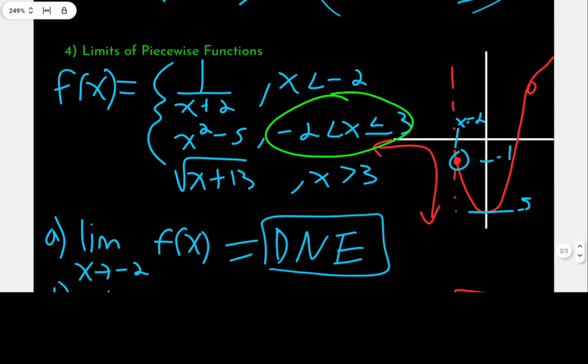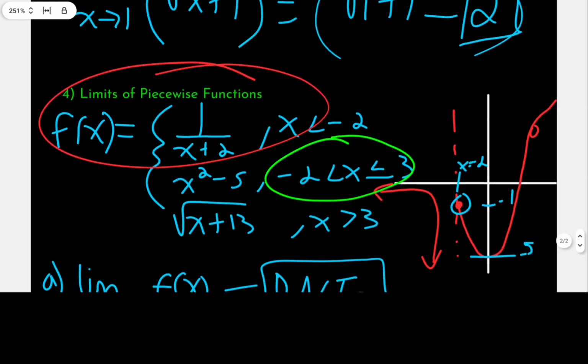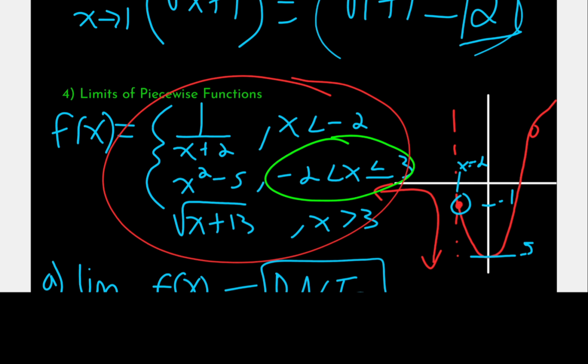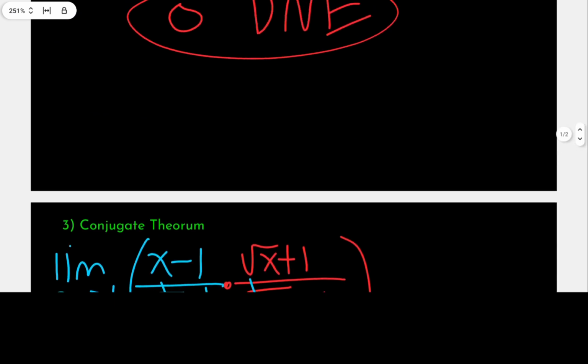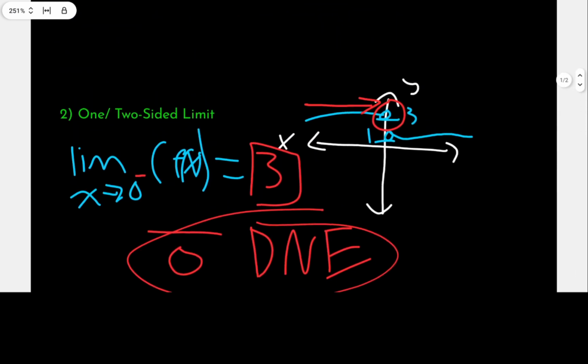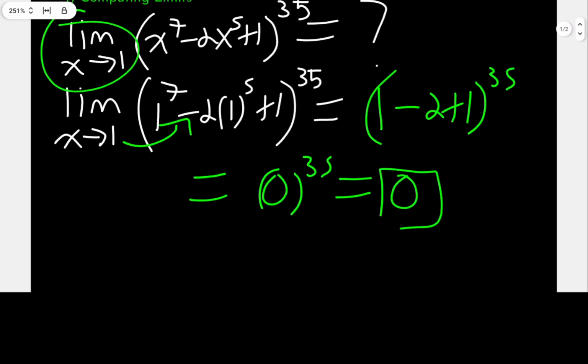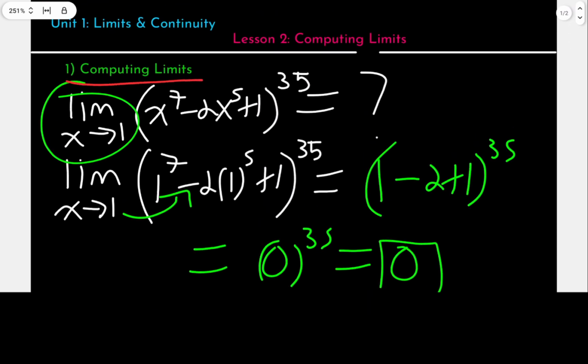So that's how you plug in and solve the limits of a piecewise function like this, a huge, nasty little thing. And this is how you can compute limits in 4 different scenarios: the limits of piecewise functions, simplifying limits via the conjugate theorem, evaluating one or two-sided limits, and the basics of computing limits and applying it to the past 3 that we just learned.